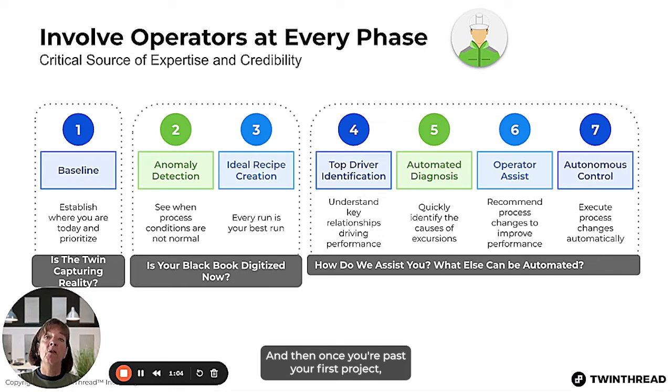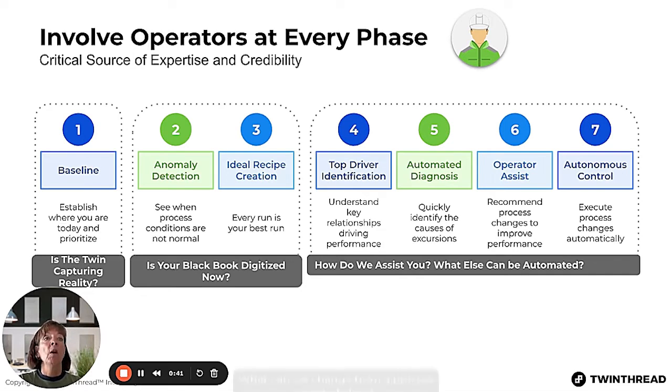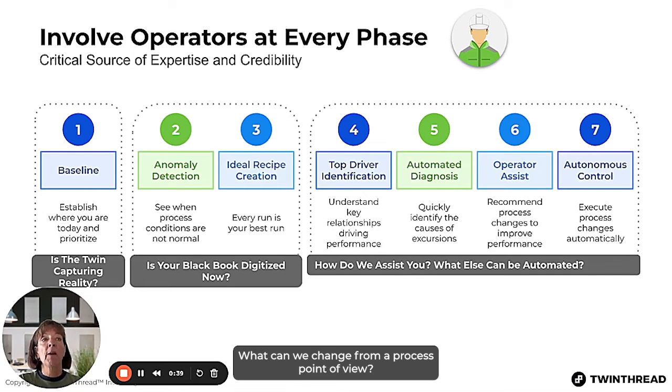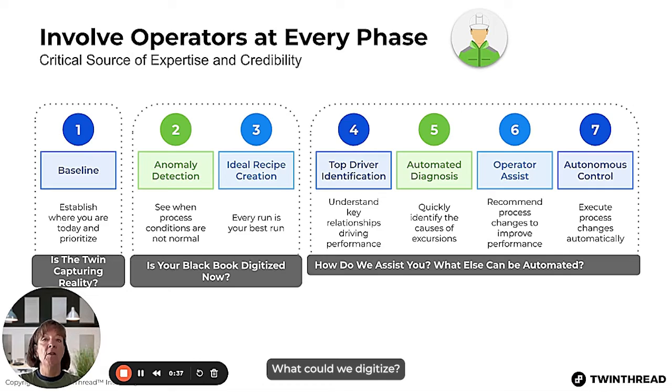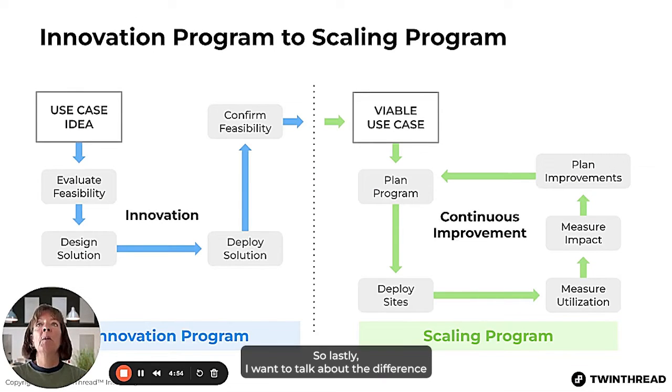And then once you're past your first project, it's about helping your operators, because in the last 5 years, it really hasn't been a great time to be an operator. There are less operators overall, and the average experience of those operators has dropped by a lot. So industrial AI is important in asking them to say, what can we do to make your job feel more doable, more interesting, more fun to you? What can we change from a process point of view? What could we digitize?